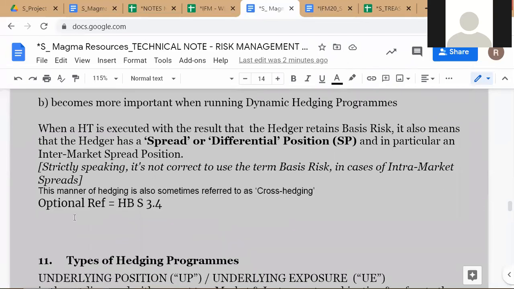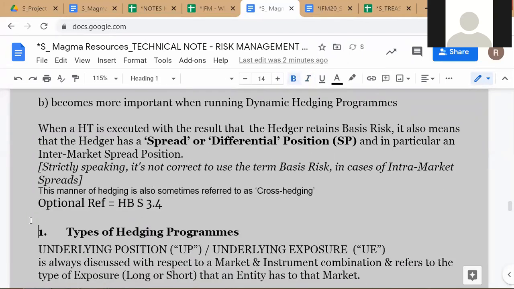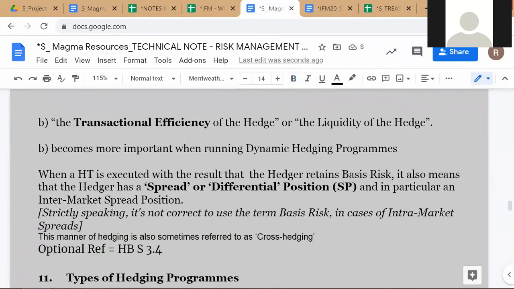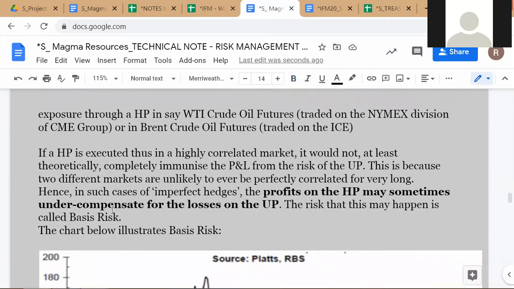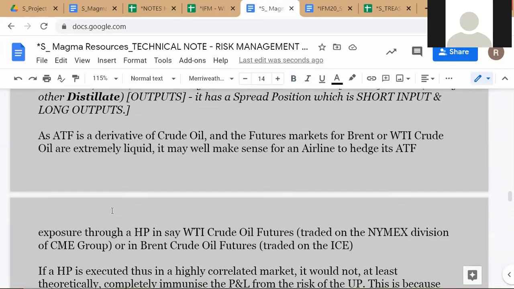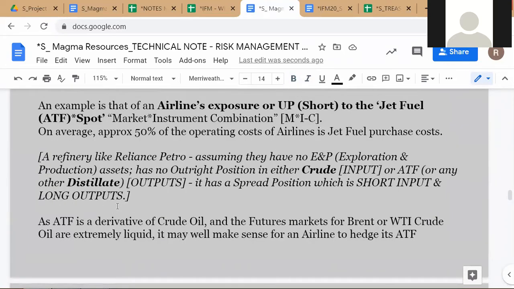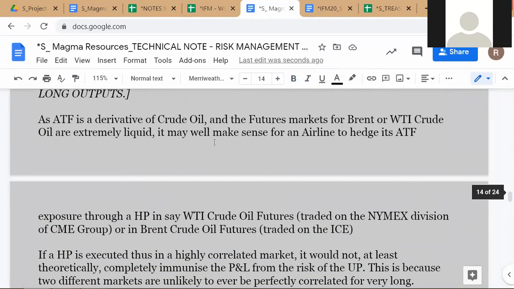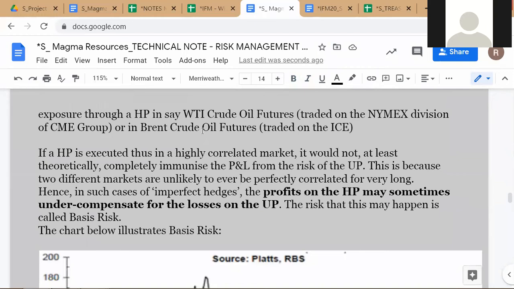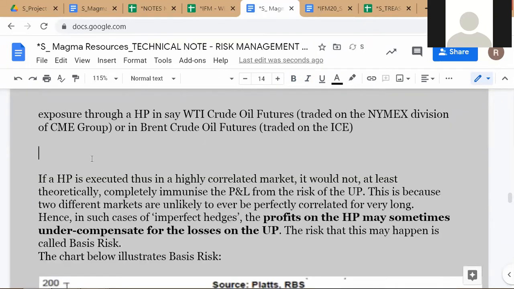Okay, so where do I put this point here? How to define the spread? I think we refer to it a little bit later, but let's put this here basically. Let's take the airline example and write it there. Okay, an example: it may make sense for an airline to hedge its ATF exposure through a hedge position in, say, crude oil futures.